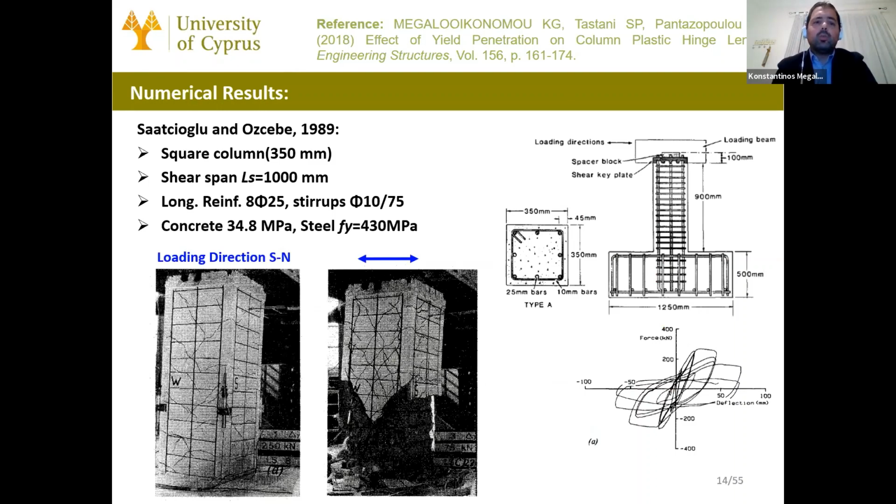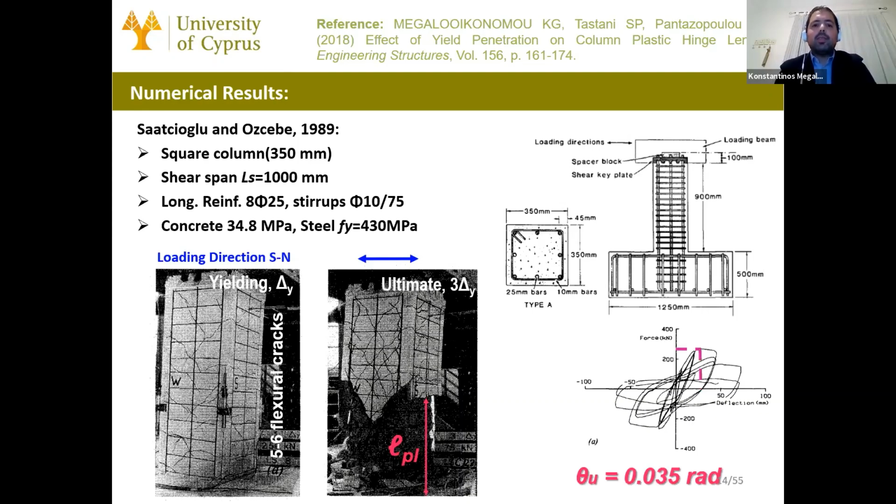It's a square column with a shear span of 1,000 millimeters, 1 meter, and you can see the longitudinal reinforcement and the concrete and the steel strength. In the experiment, it had 5 to 6 flexural cracks, main cracks at yielding, and at ultimate, 3 times the yielding displacement. There you can see the damaged region and the plastic hinge length.